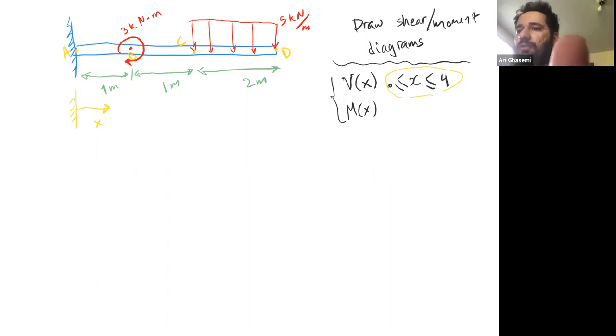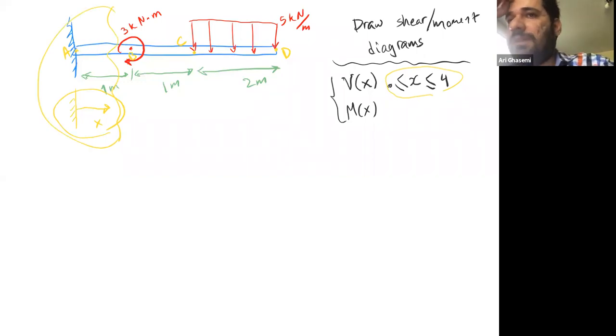Before I do that, I want to do some sort of external reaction analysis to find the moments at point A. Instead of that, I can do something else. If I take my reference from the left, look at the X here, I have to first find the external reaction at A, right? There is no way around it, because I'm cutting it from here and taking the part on the left, right? What is the other alternative?